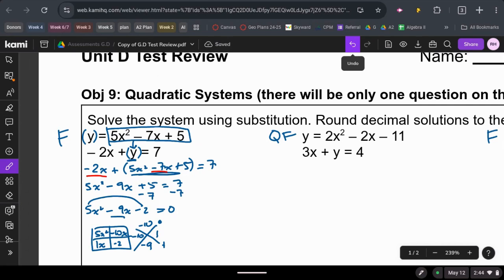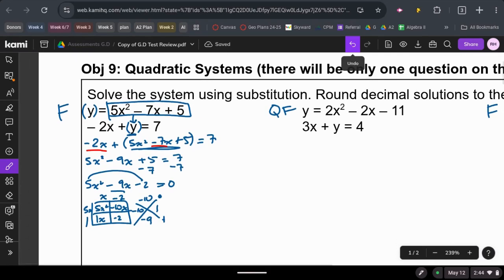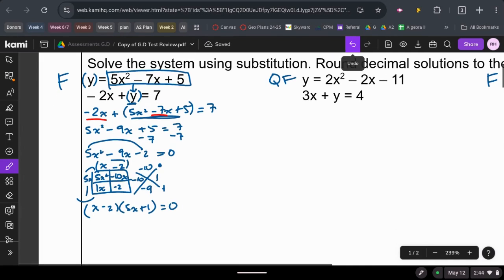Now I can see that the 5x squared has to be split up into 5x and x, because then 5x times negative 2 will make the negative 10x, and x times 1 will make the 1x. So now I can place x minus 2, which is one of the factors, and 5x plus 1, which is the other factor, and that still is equal to 0. I can apply the zero product property: x minus 2 equal to 0, 5x plus 1 equal to 0. Adding 2 means that x is 2. Subtracting 1 leaves me with 5x equal to negative 1. Dividing by 5 gives me a decimal of negative 0.2.